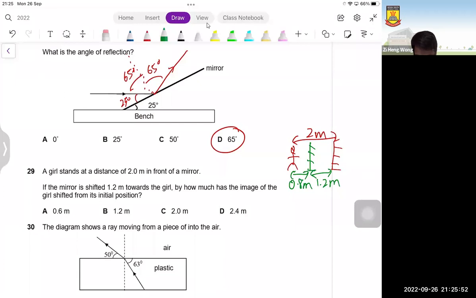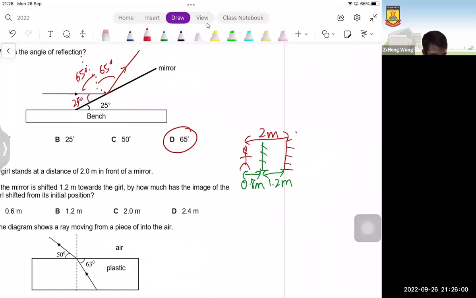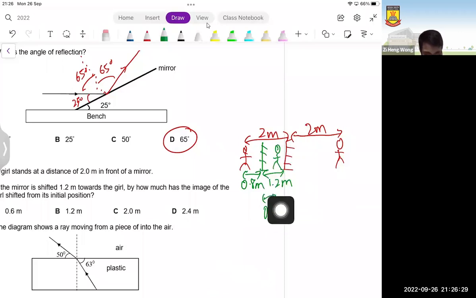Okay, how much has the image shifted? So initially my image, this one looks like the workbook question, right? Initially my image is here. Because I stand 2 meters away, my image is 2 meters away. Now, since this is 0.8 away only, my image will also be such that this is 0.8. Make sense? It will be somewhere here.